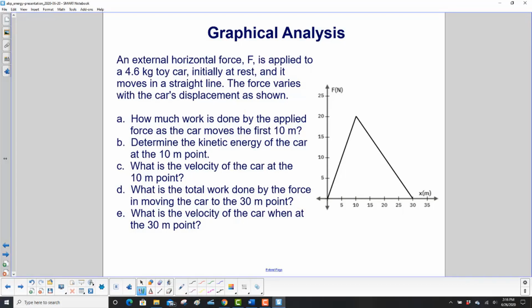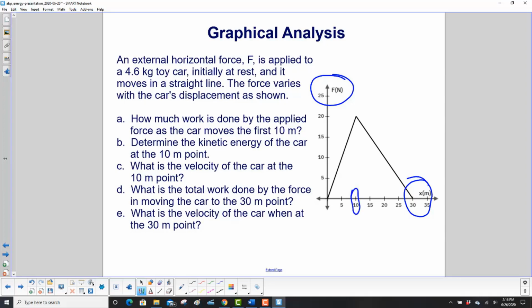Graphical Analysis. We have an external horizontal force, F, applied to a 4.6 kilogram toy car initially at rest, and it moves in a straight line. The force varies with the car's displacement, as shown. How much work is done by the applied force as the car moves the first 10 meters?